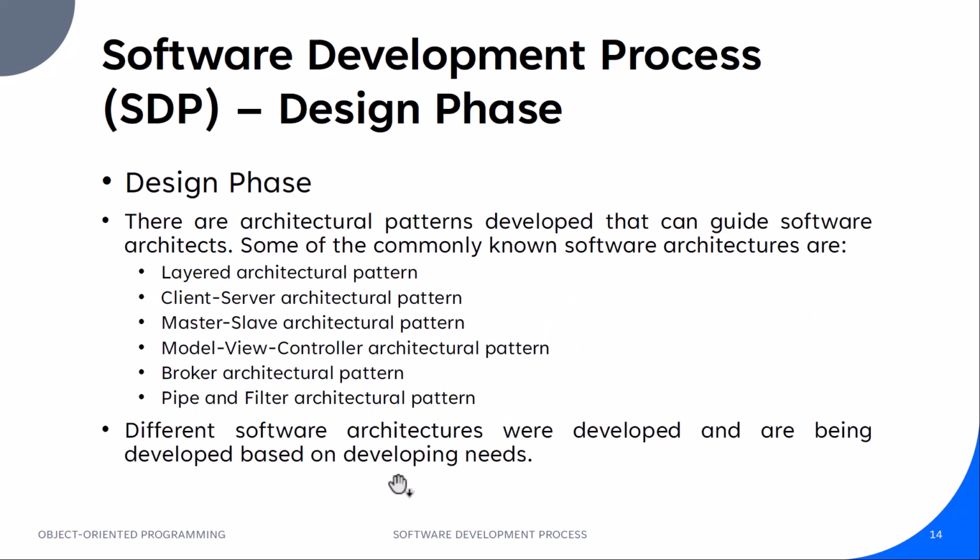Now, there are architectural patterns developed that can guide software architects. Some of the commonly known software architectures are layered architecture pattern, client-server architecture pattern, master-slave architecture pattern, model view controller architecture pattern, broker, and pipe and filter architecture pattern. Different software architectures were developed and are being developed based on the developing needs.